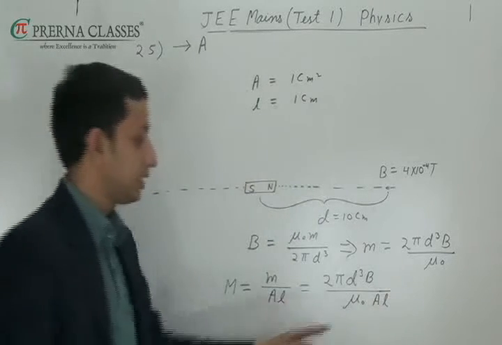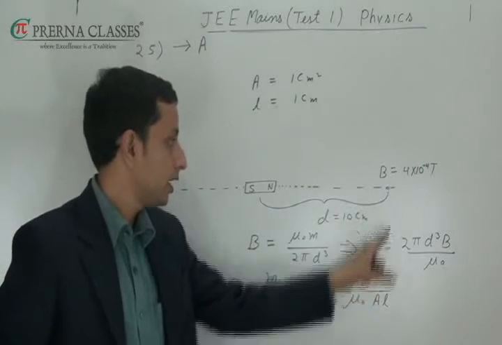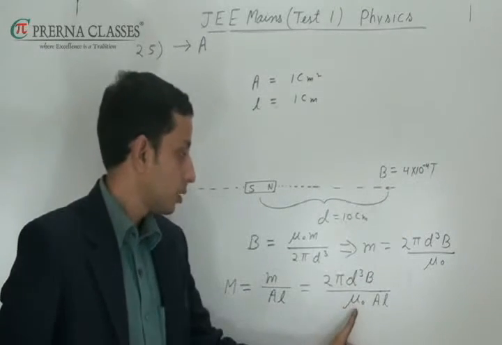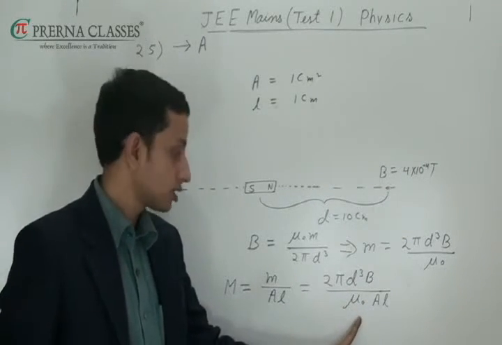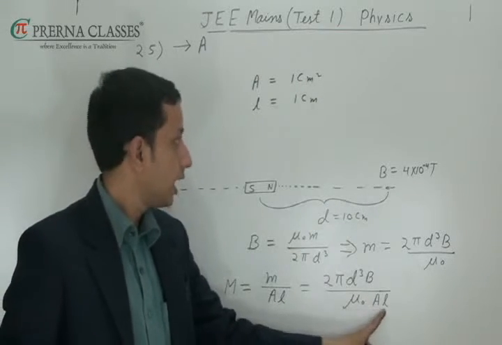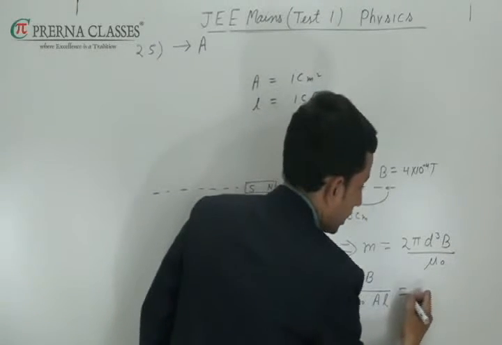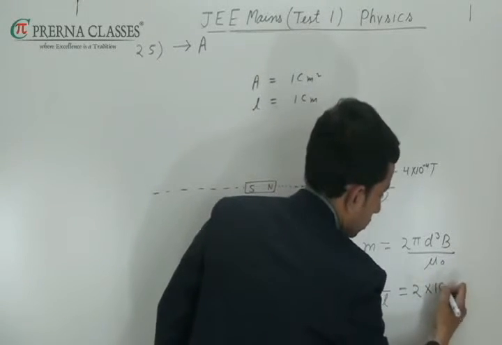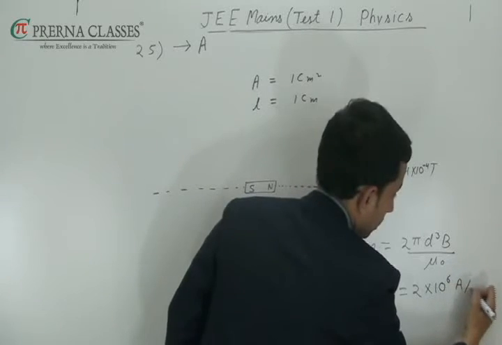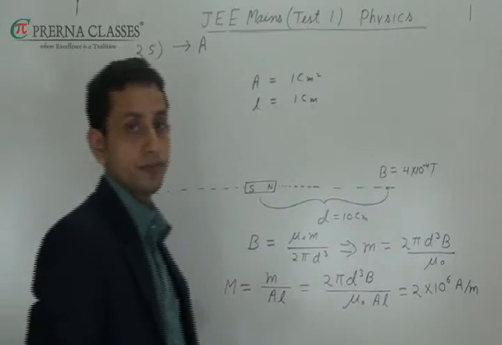Now all the quantities in this expression are given. D is 10 centimeter, B is given, mu naught is a universal constant, A is 1 centimeter square, and L is 1 centimeter. Now putting all the values, we get 2 into 10 to the power 6 ampere per meter, which is option A.